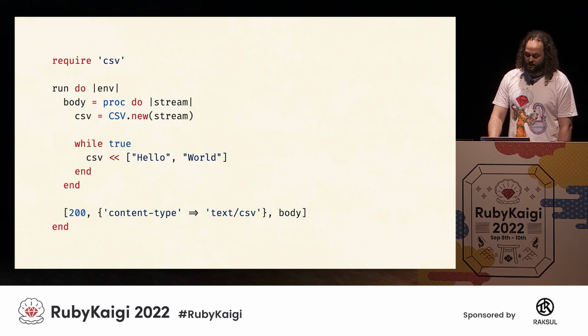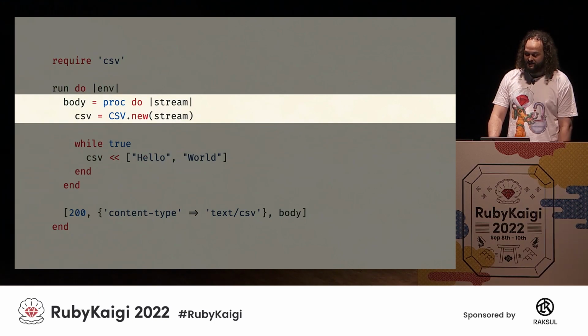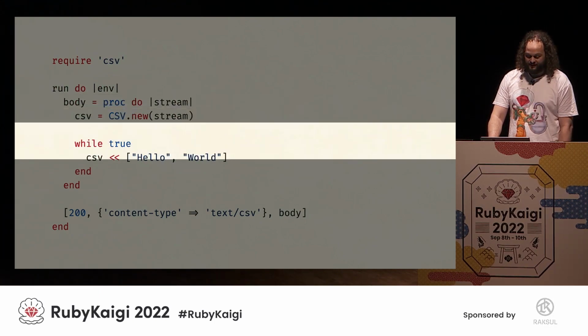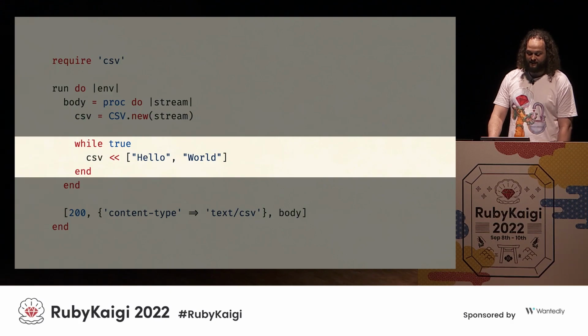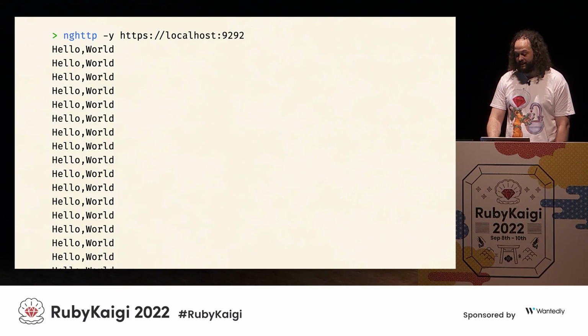Here is an example showing how to stream CSV data using the Rack 3 streaming body. We wrap the output stream in a CSV interface, then we generate rows of CSV data. It's that easy. The streaming CSV can be seen using the command line HTTP client. Since we only generate 1 row at a time, the memory usage and latency is greatly reduced.